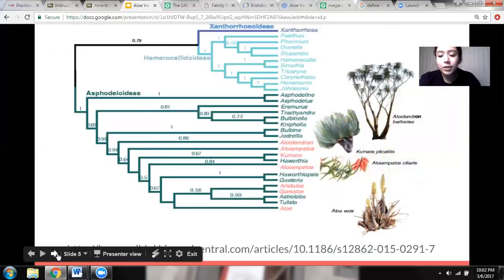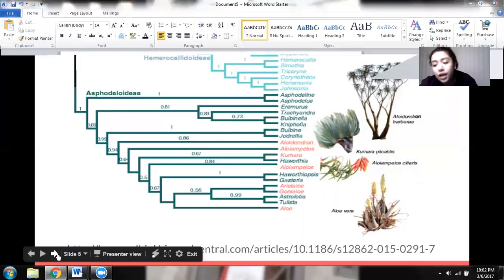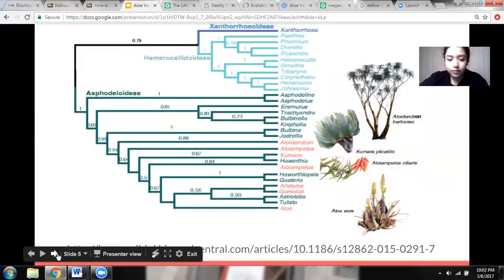And here is a picture of the phylogenetic tree. So all of these are related to the aloe, but the red branches represent the six genera known collectively as aloes: Aloe, Aristaloe, Gonialoe, Kumara, Aloiampelos, and Aloidendron.